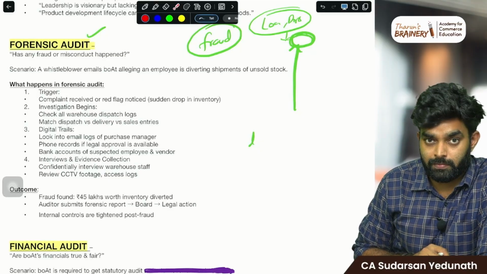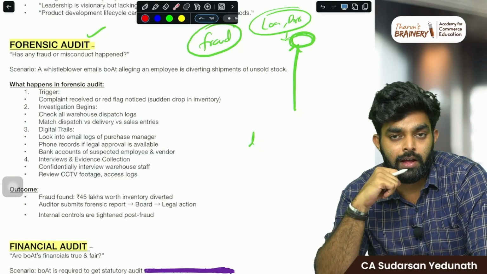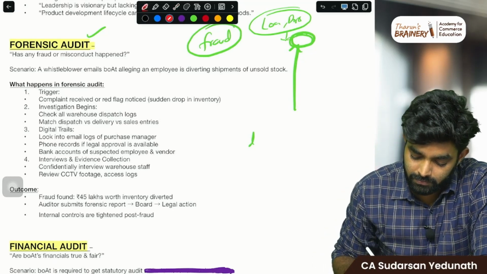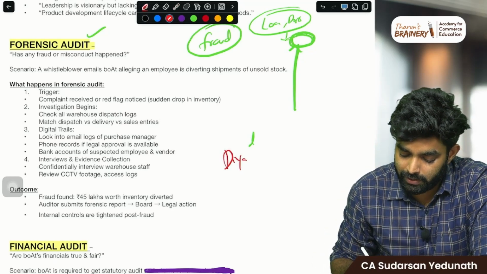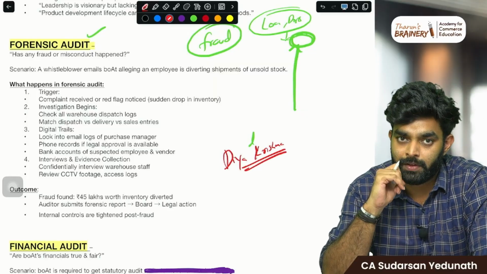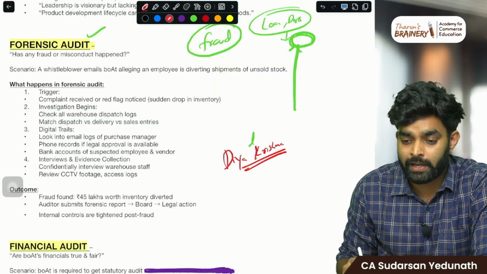Some unsold stock. This happened recently in Kerala. There is a very famous vlogger called Diya Krishna. If you go on YouTube and search, you'll get her name. And she had a jewelry store.